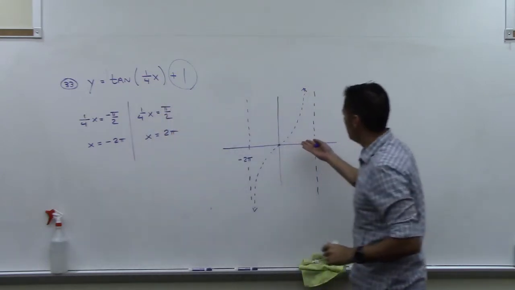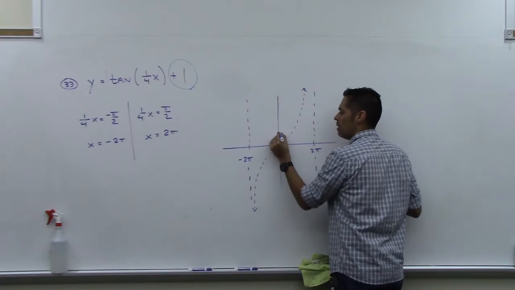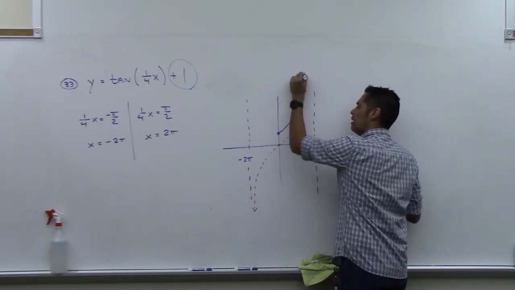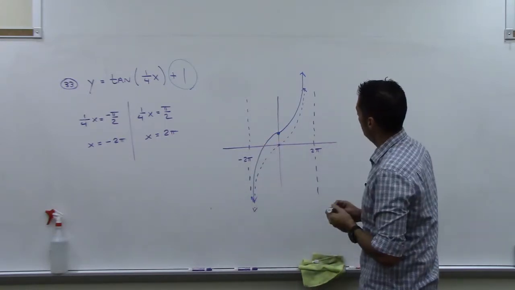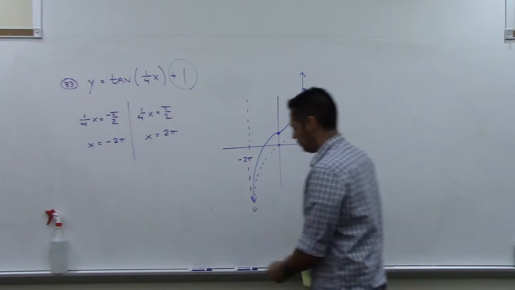So that means every point on this graph moves up 1. So instead of really having an x-intercept here, it's going to move up 1. Every point moves up 1. So it's going to wind up looking like this. Okay? There you go. That's it.